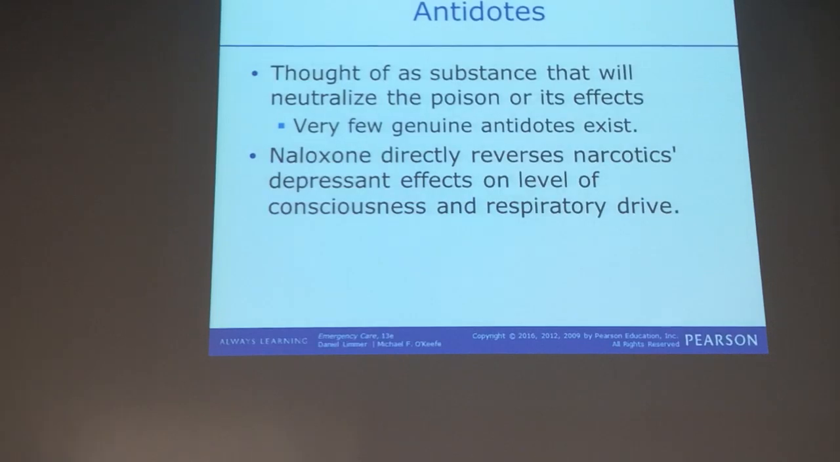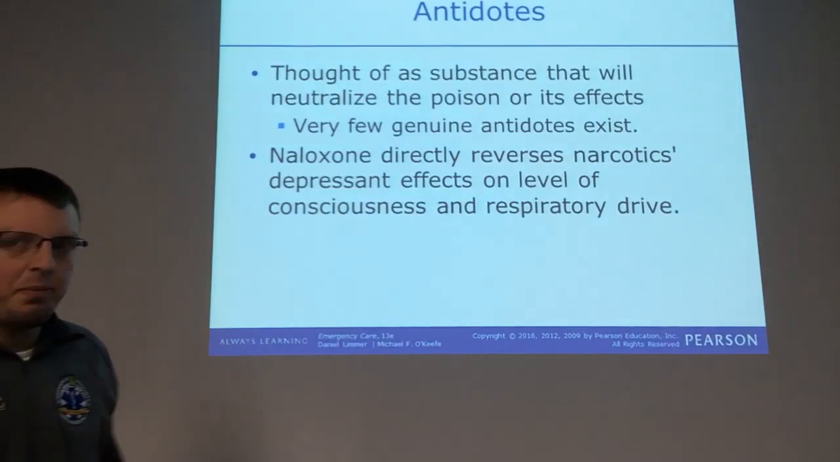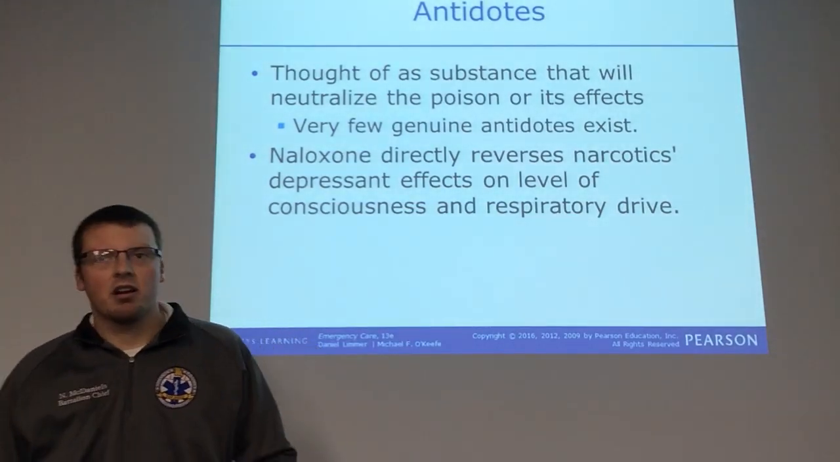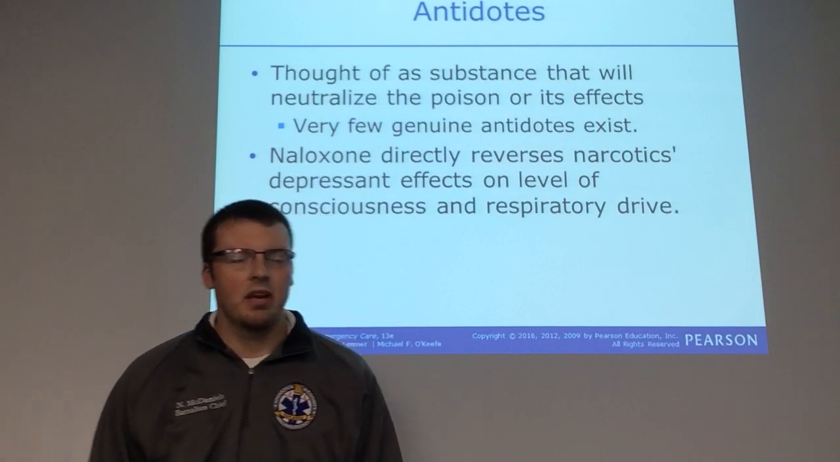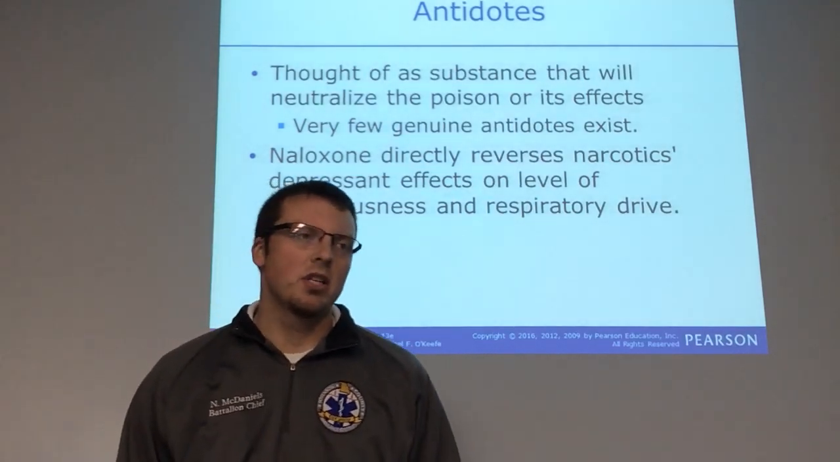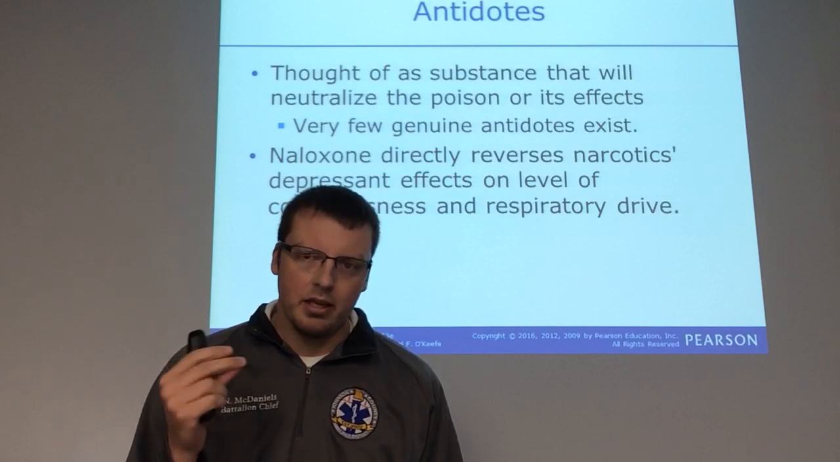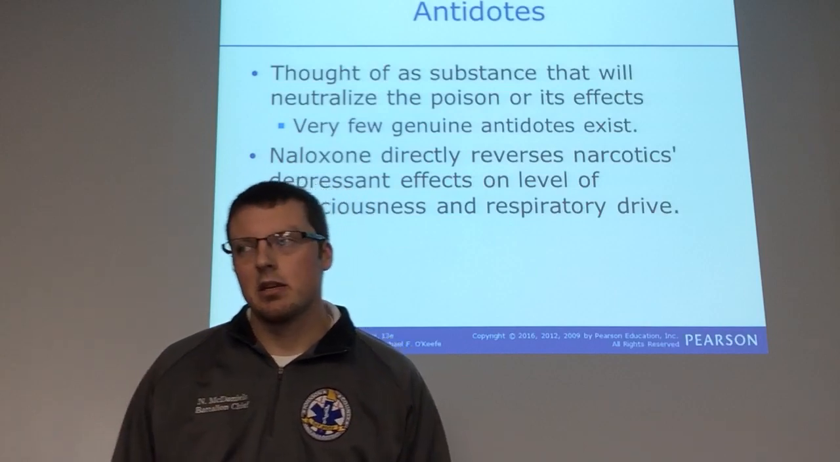So antidotes, thought of as a substance that will neutralize the poison or its effects. There's very few genuine antidotes that exist that have been proven to work, right? Narcan directly reverses narcotic suppressants. We talked about that once again in chapter 16. Narcan is kind of our miracle drug for opiate overdoses, right? So we have a patient who we get to, maybe they're seizing, maybe they're unconscious, maybe they're barely breathing. We're going to get there, we're going to see them, and then our medics can give Narcan, and it completely reverses it. It's quite impressive.